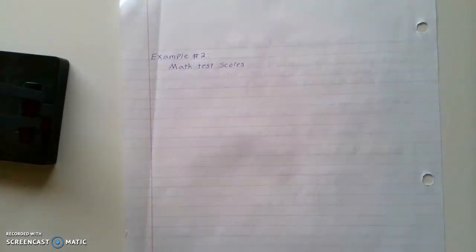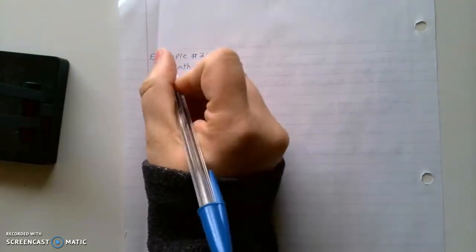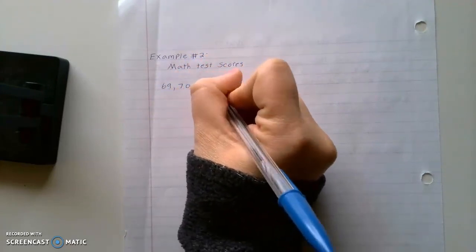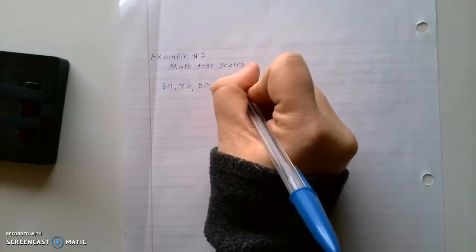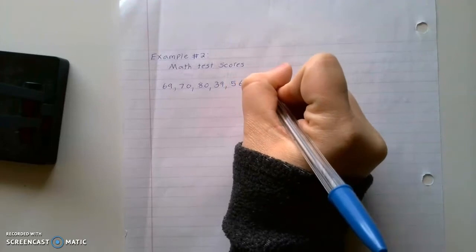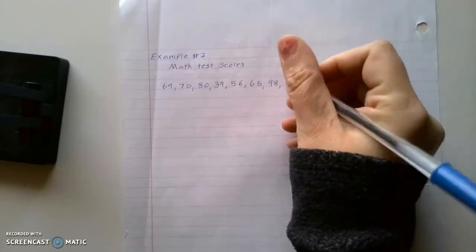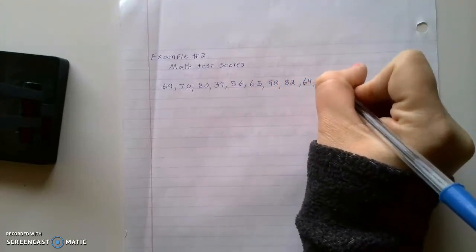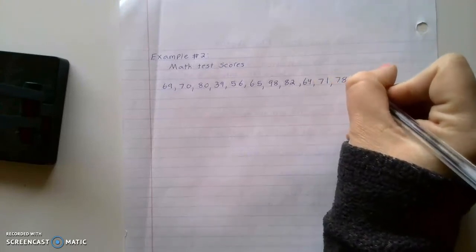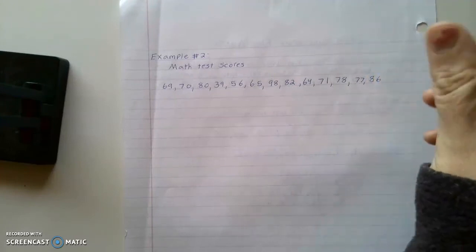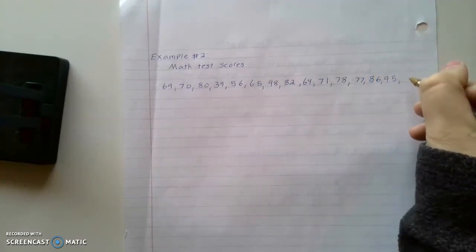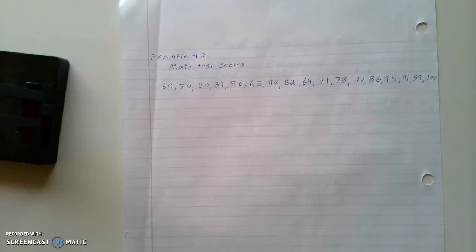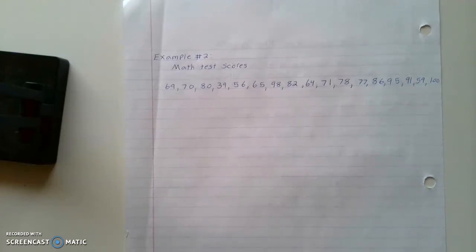Okay, so for this, I have 69, 70, 80, 39, 56, 65, 98, 82, 64, 71, 78, 77, 86, 95, 91, 59, and 100. So remember from our first example, the first thing we need to do is to go ahead and list these least to greatest.